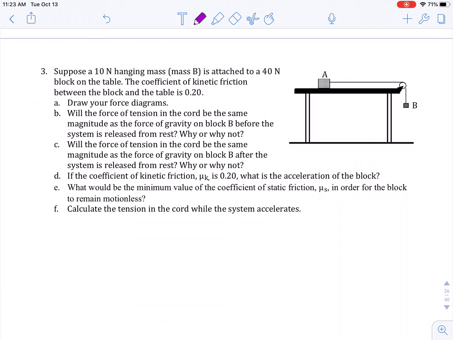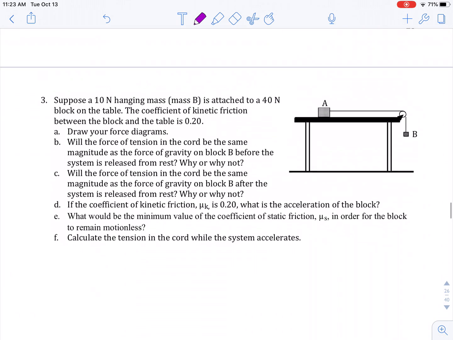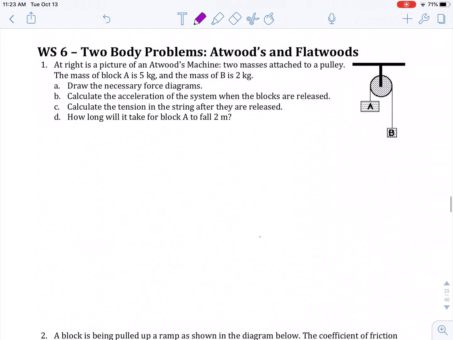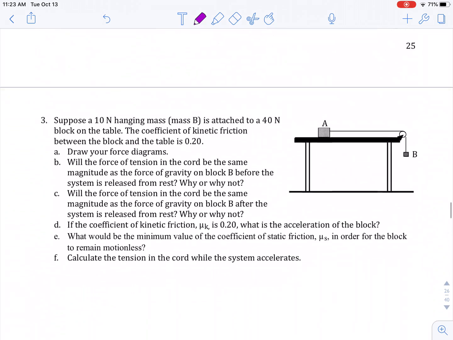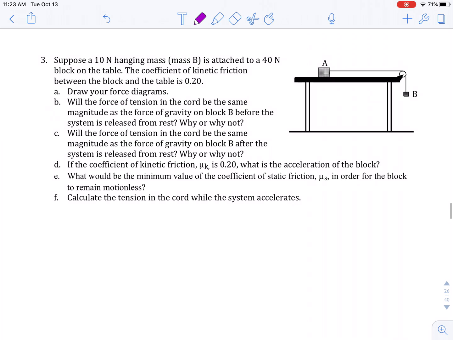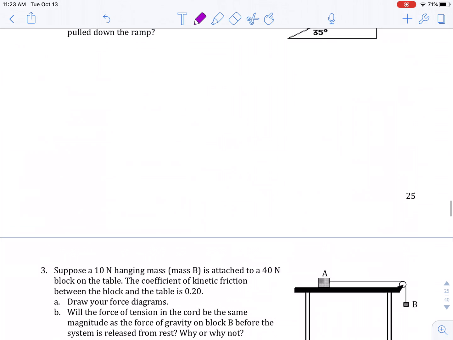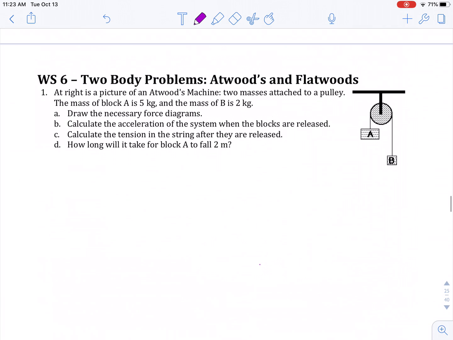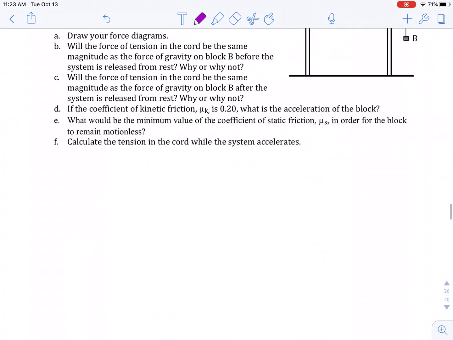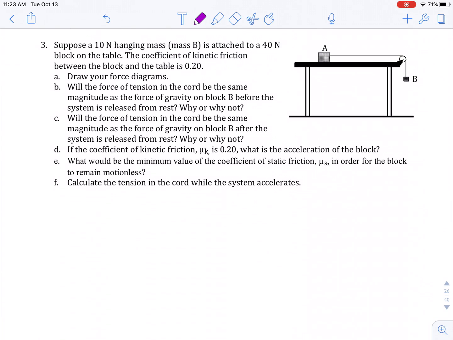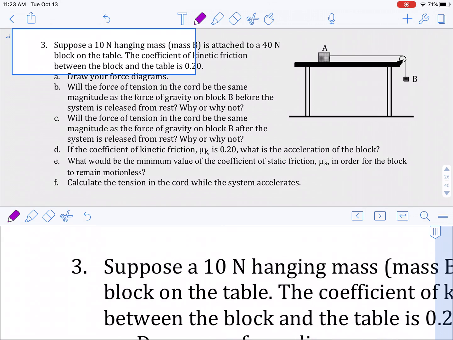Hi friends, we are going to be working through our Worksheet 6 tutorial, and we're just going to start with number 3 to help you with these. We call these flat-wood problems. These are problems where you have a block on a table and a block off the table. It's very, very similar to the problems where we have a pulley and two masses. You'll see how in just a moment.